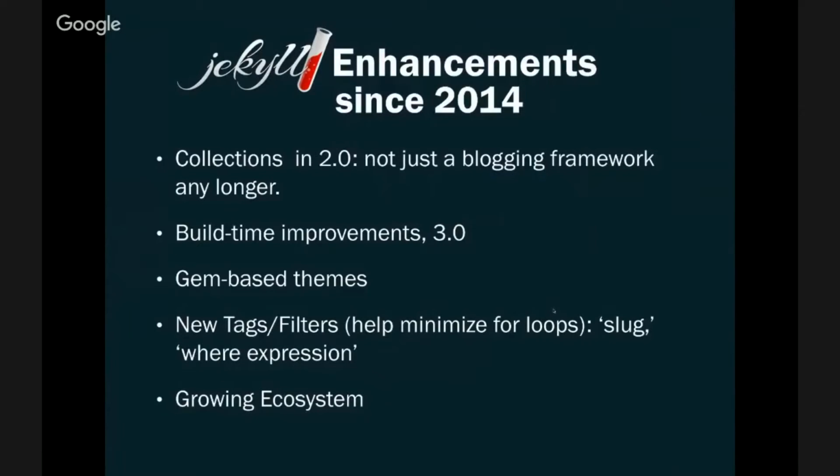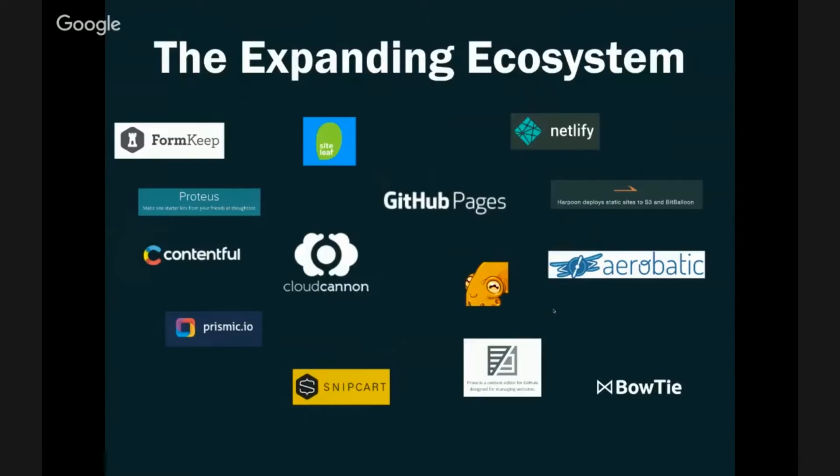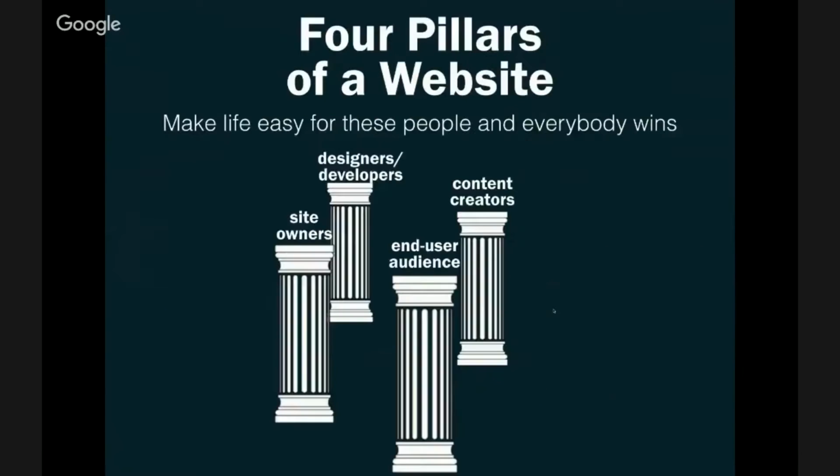So at the same time, we've seen Jekyll become a far more capable tool in the last couple of years. First, we had collections introduced in 2014, and that released Jekyll from being just a blogging framework. And then build time improvements in 3.0. Now we're getting gem-based themes, more capable filters, and importantly, a growing ecosystem. We've seen this rise of editors, among others, in the ecosystem that reduce the compromises that we have to make to enjoy the benefits of static sites.